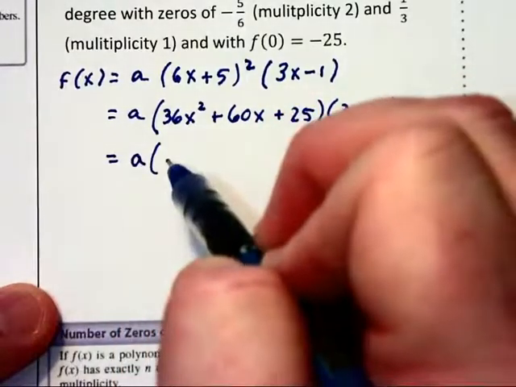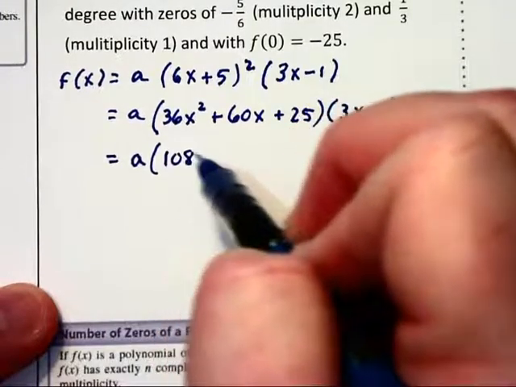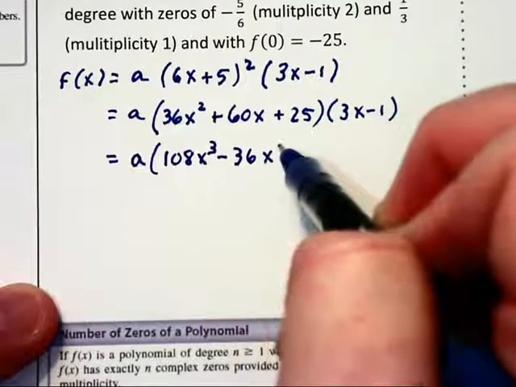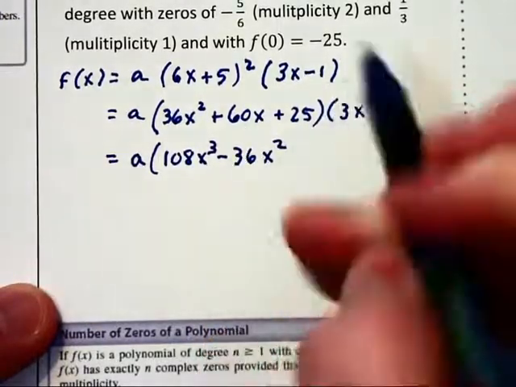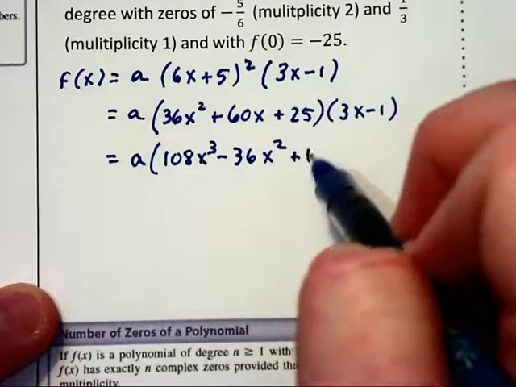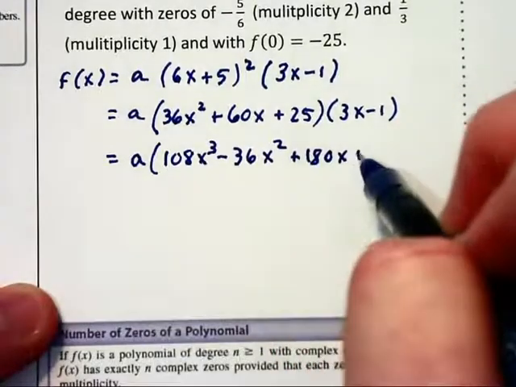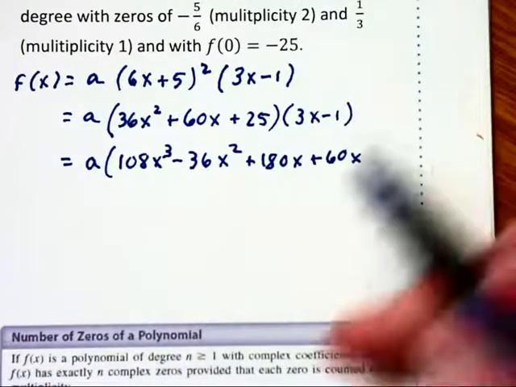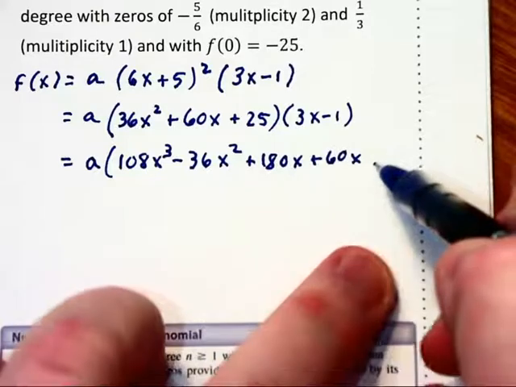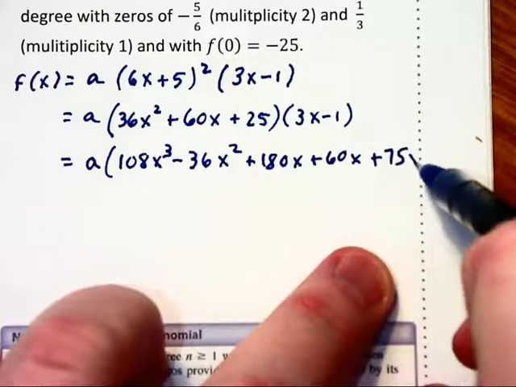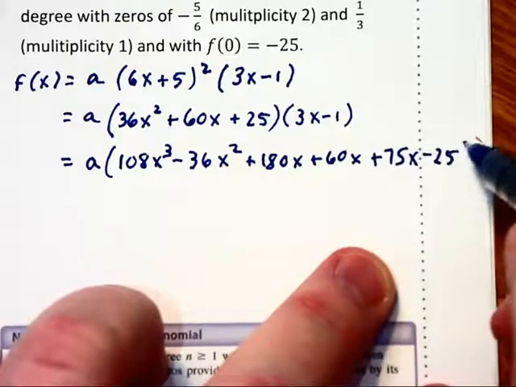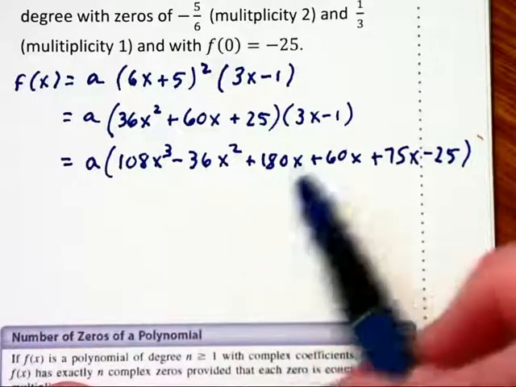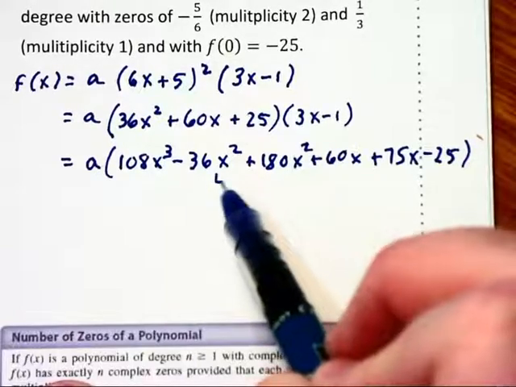36x squared times each of those over there gives us 108x to the third minus 36x squared. Then 60x times each term gives us plus 180x squared plus 60x. Let me slide this over to make more room. We then have 25 times each of those, so plus 75x minus 25. We now have some like terms to combine. That was a 180x squared, by the way.